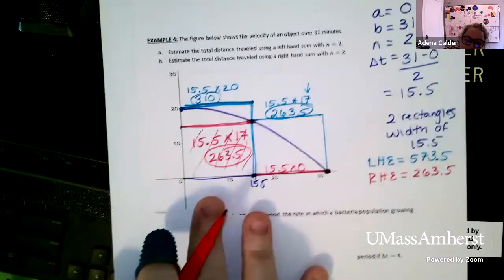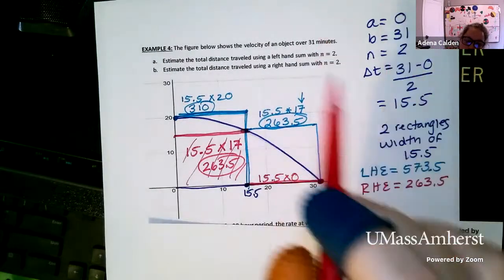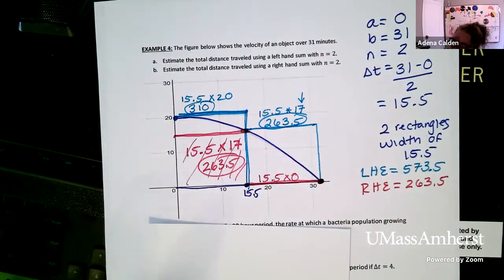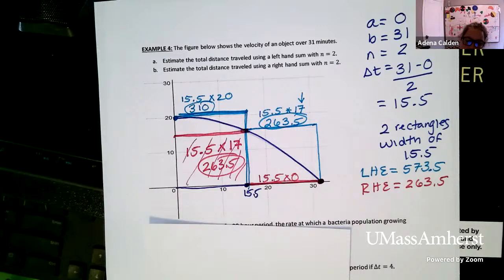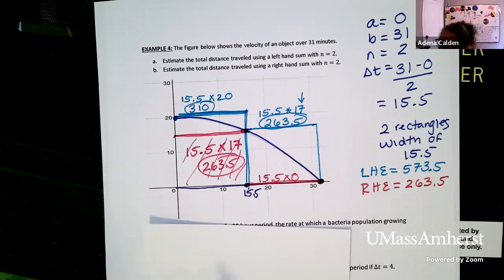So knowing how all of these variables interact with one another helps us understand how to find the information we're looking for. If we did the same thing with n equals 4, n equals 10, n equals 20, right? We'd be fitting in many, many more rectangles, and our approximation would get better with each iteration.